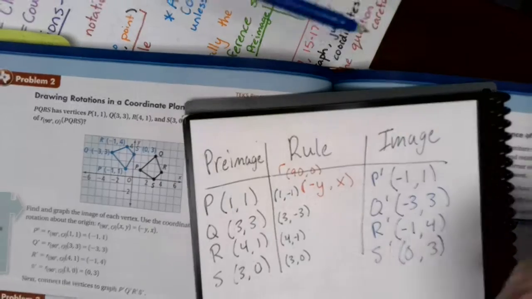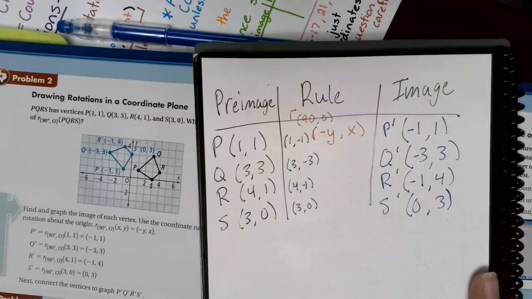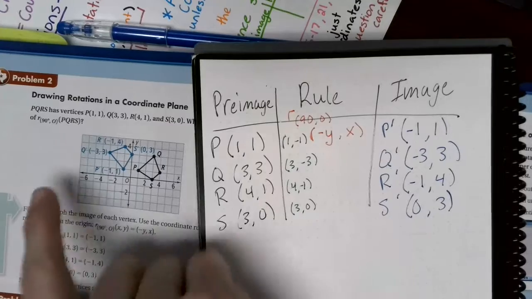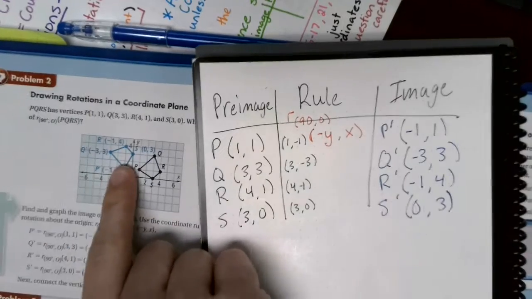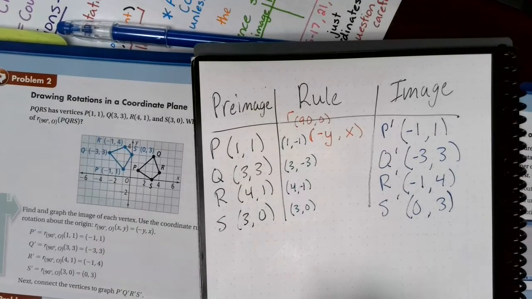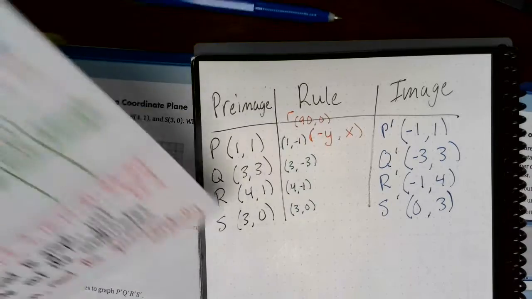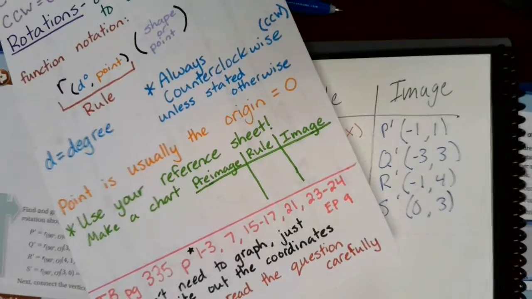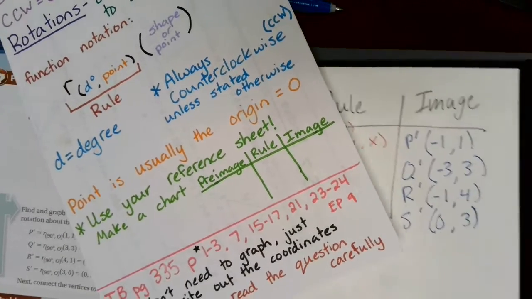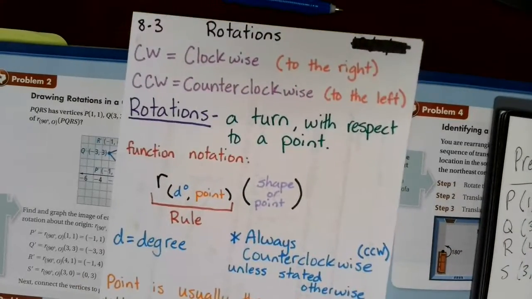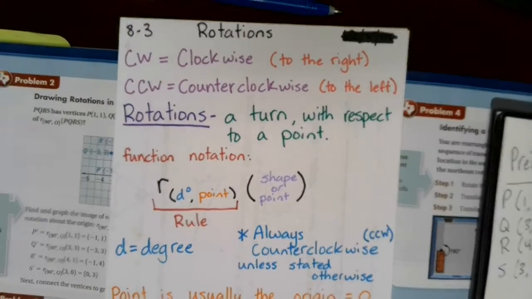Okay, so I went ahead and did that so that way you could see the image. Now on this one, it also asks us to graph it out until we can see that happening. This little chart, I think, is very helpful when solving these problems. But that's all I have for 8-3 rotations, so good luck.